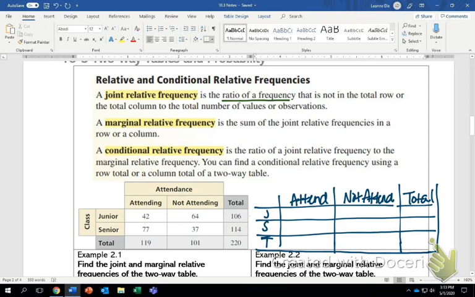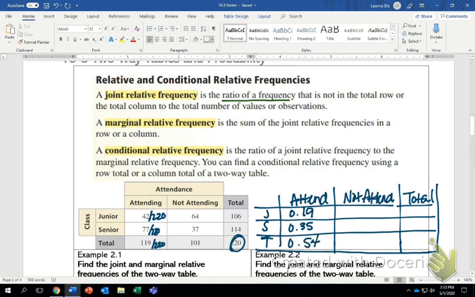But how we do this is we take whatever frequency or joint frequency we have in our table, and we divide it by our total. So we're just going to take that 220 and divide all of these numbers by 220. And when we do that, we're going to get a decimal, or a relative frequency or probability. So 42 divided by 220, and I'm going to round to 2 decimal places, is 0.19. 77 divided by 220 is going to be 0.35. 119 divided by 220 is going to be 0.54.